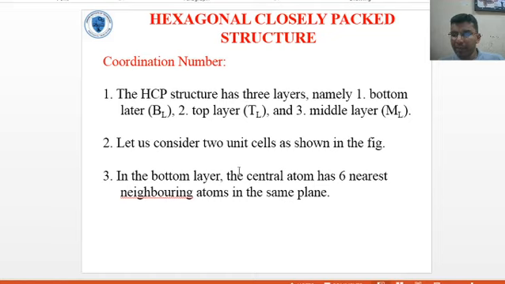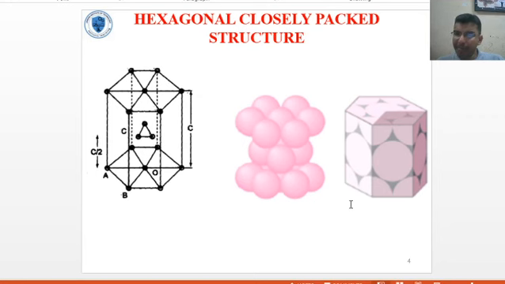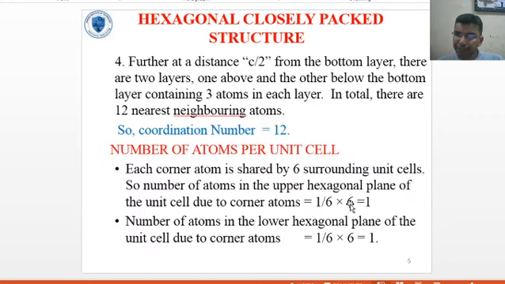Let us consider 2 unit cells as shown in the figure. In the bottom layer, the central atom has 6 nearest neighboring atoms in the same plane. Further, at a distance c by 2 from the bottom layer, there are 2 layers, one above and the other below the bottom layer, containing 3 atoms in each layer. In total, there are 12 nearest neighboring atoms. So the coordination number is 12.